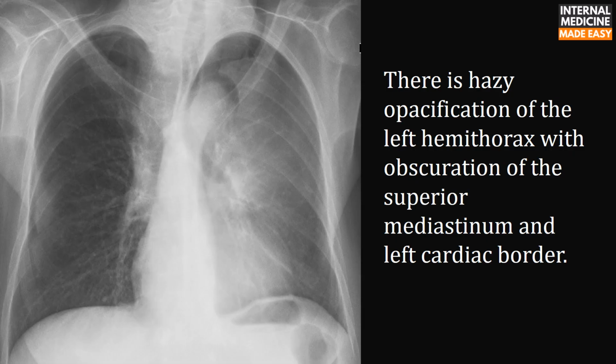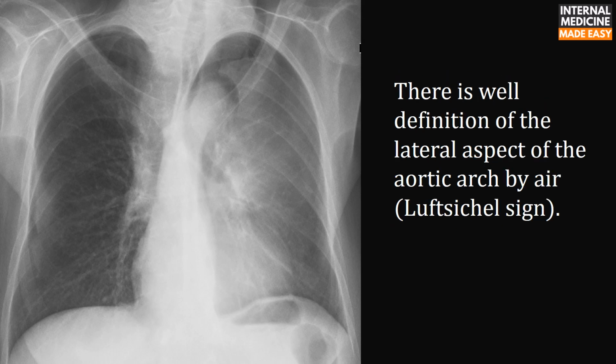In this X-ray, there is hazy opacification of the left hemithorax with obscuration of the superior mediastinum and left cardiac border. There is well definition of the lateral aspect of the aortic arch by air, which indicates Luftsichel sign.